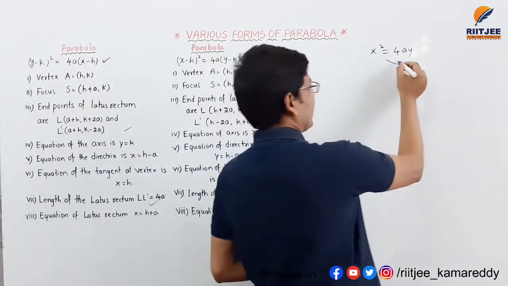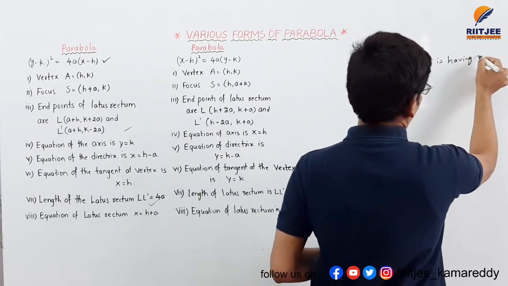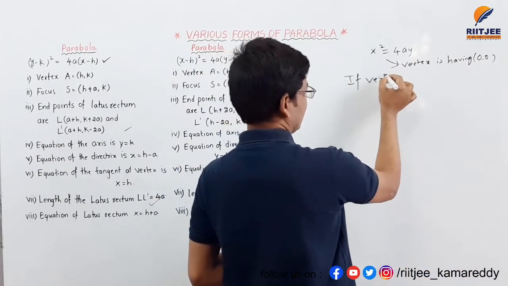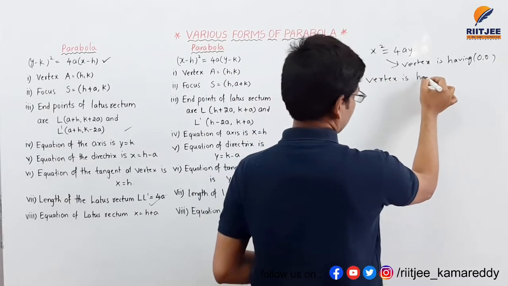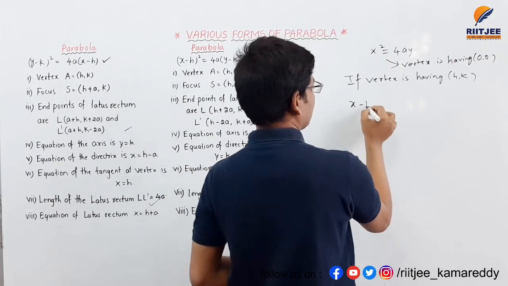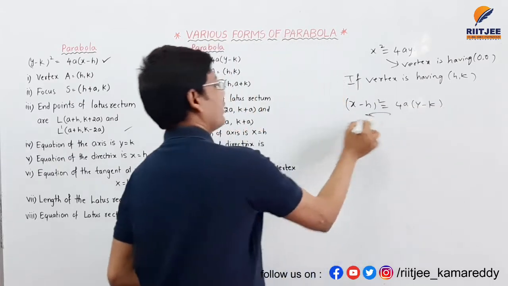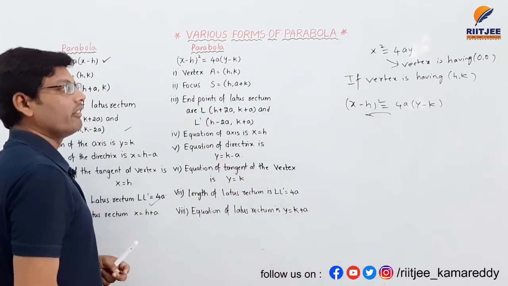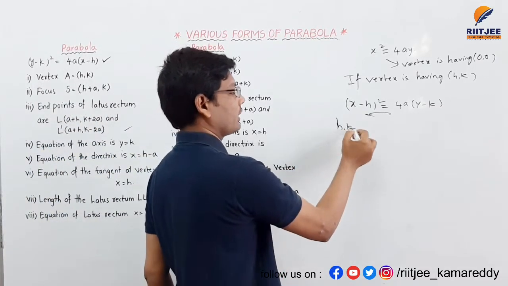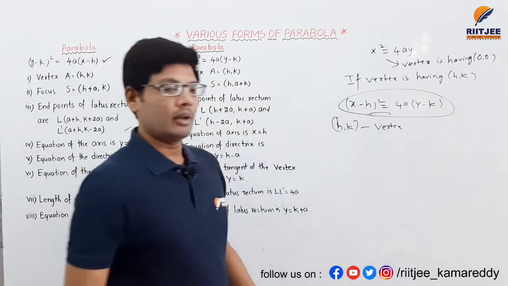If the vertex is at the origin, that is 0, 0. If the vertex is at h, k, then it will become x minus h whole square is equal to 4a into y minus k. This is the form of the parabola when it has vertex h, k. So this is the formula of the equation of the parabola.